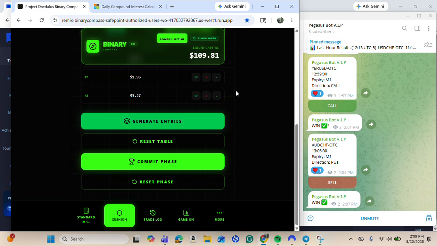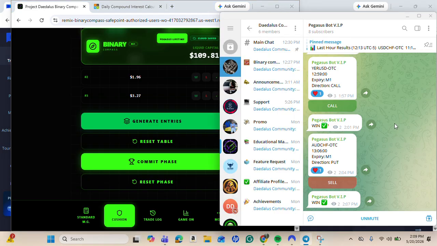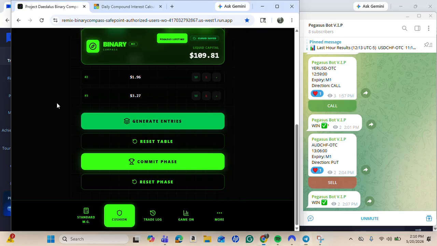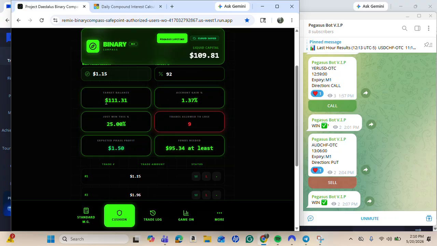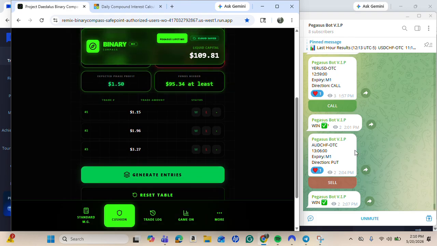Because technically you only see me make 5%, right? So I'm only gonna do a few more trades, and if this is gonna be the end, it's gonna be the end. So I'm gonna do a couple more trades and then get this to 110 at least. All right, I'm gonna get it to this amount, 111.31, and then we're done for the day.